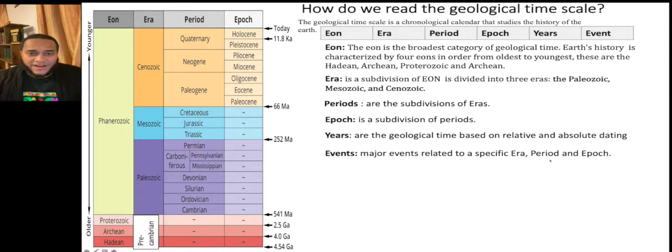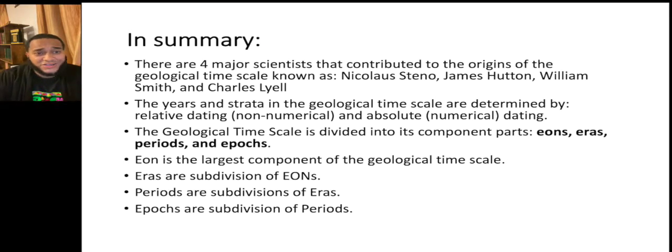Now, let's summarize what we have learned today. There are 4 major scientists who contributed to the origin of the geological time scale. And who are the scientists? Nicholas Steno, James Hutton, William Smith, and Charles Lyell.